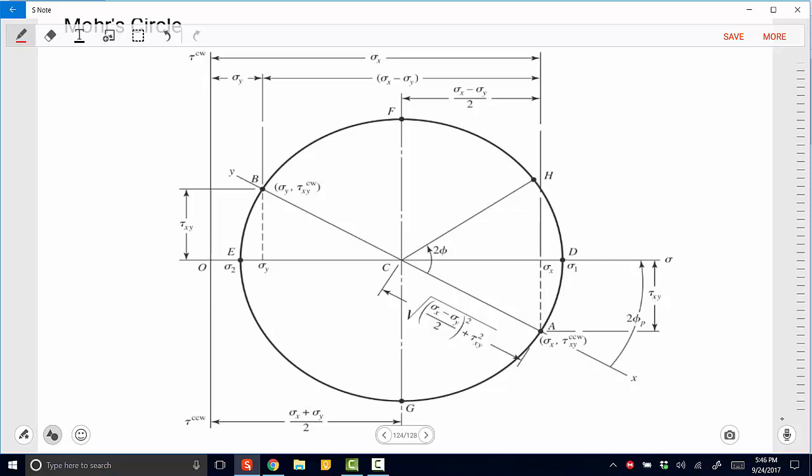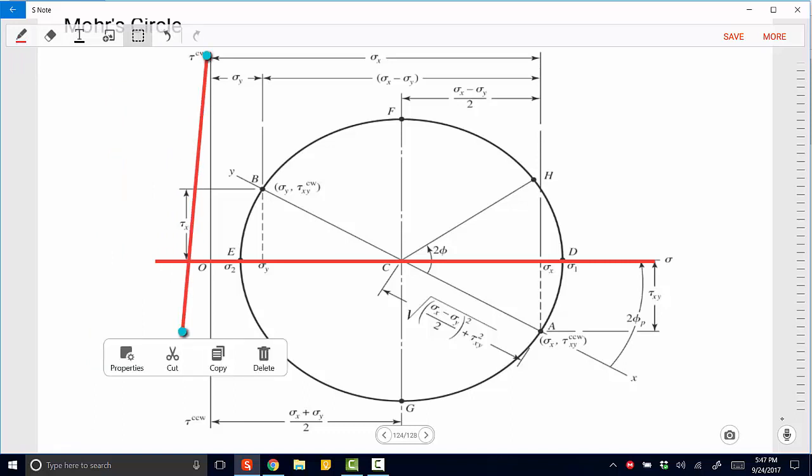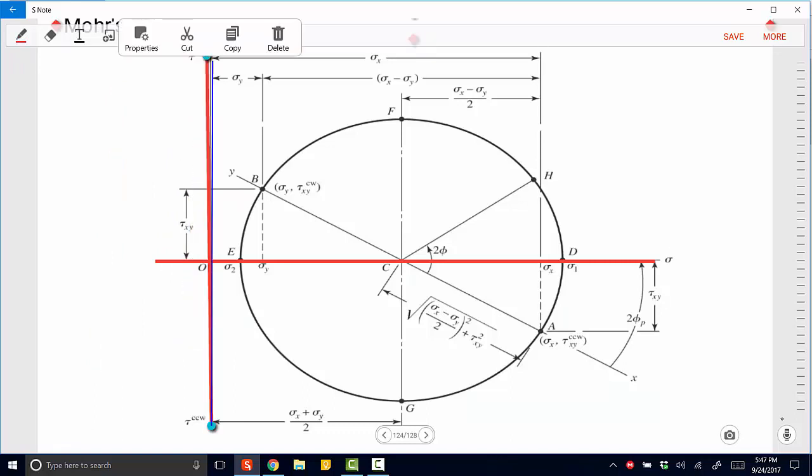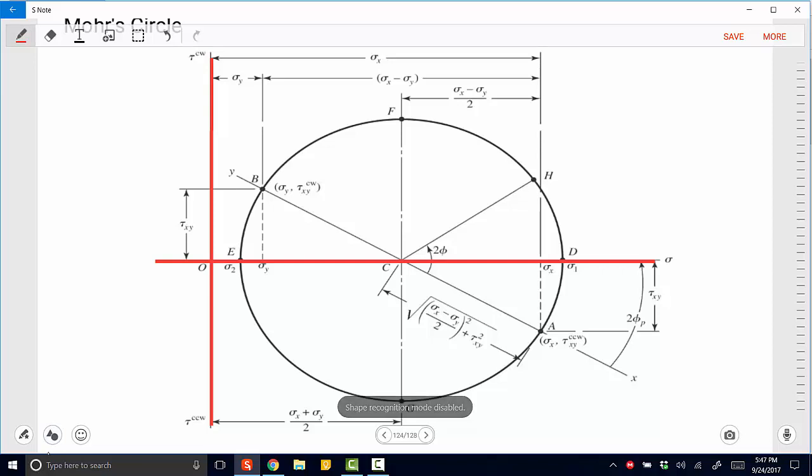So let's start with drawing our axes of interest. Our x-axis is normal stress. And our y-axis is shear stress. Let's try to draw one here, and then let's move it over. Our y-axis is the shear stress. And so it can be any value of normal stress on the x-axis and any value of shear stress on the y-axis.